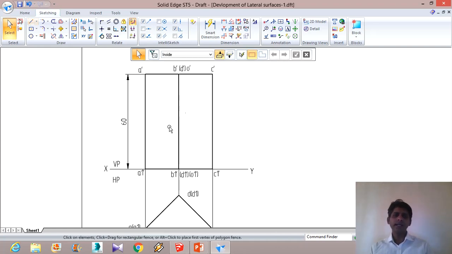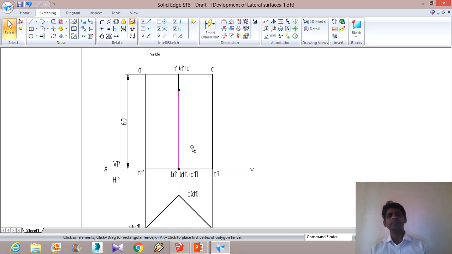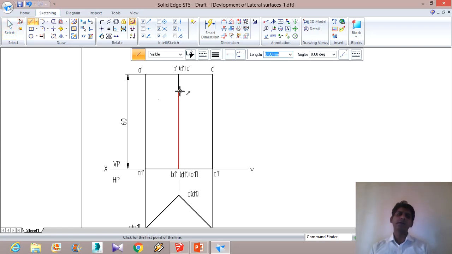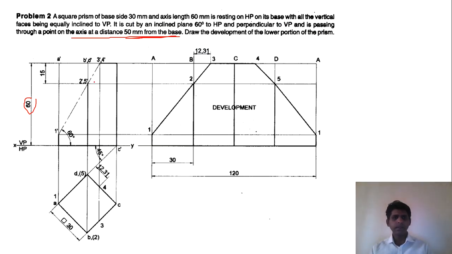So the line is drawn. I can't see the line, but if I just select this, you can see here, this is the line. And now from here I have to draw another line which will be at 60 degrees. I will select one line and I will not limit the length, but I will constrain the angle. The angle is 60 degrees.